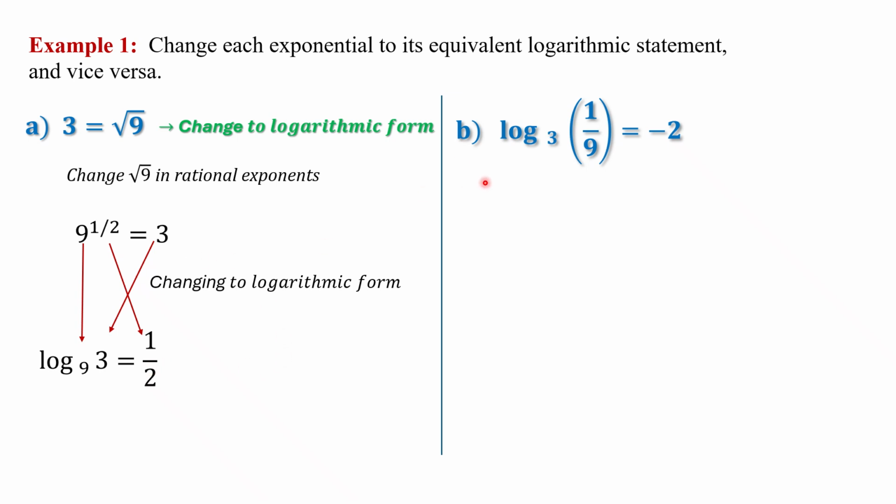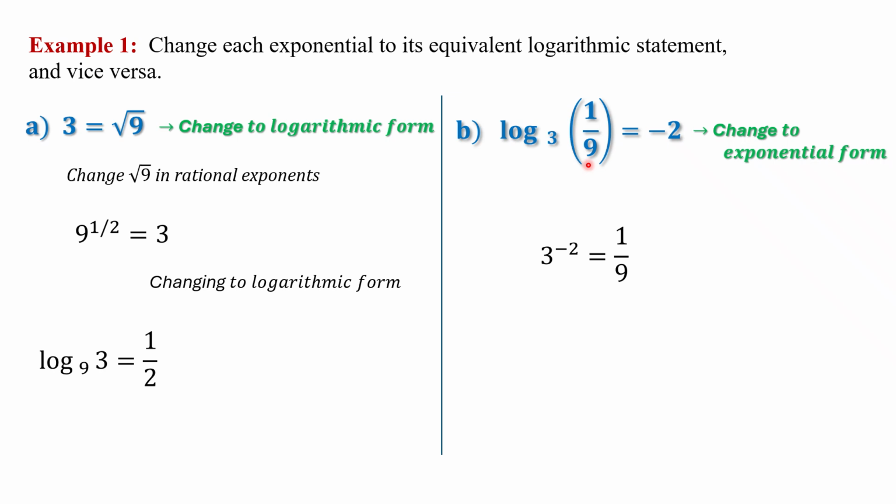For letter B, the given is log base 3 of 1 over 9 is equal to negative 2. So we're changing this to exponential form. So let's start with the base of this log, which is 3. So 3 to the power negative 2 is equal to 1 over 9. Then see again the relationship between them. This base is the same base here. The negative 2 here is the power, and 1 over 9 is the answer for this exponential.